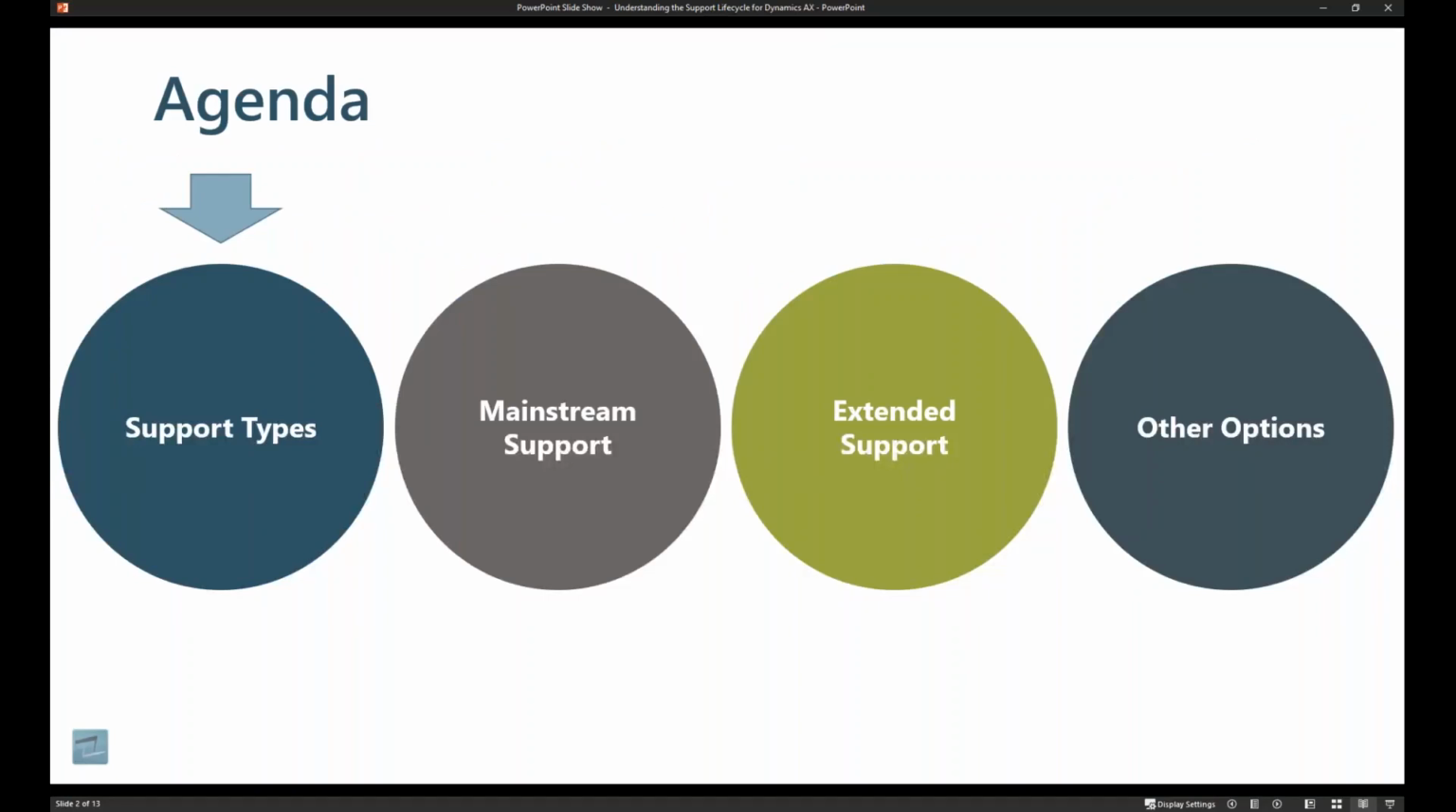So basically what we're covering is what are the support types that Dynamics AX has. And we're going to talk about mainstream support and also extended support. And then also, what are the other options that you have to be able to support your organization? There are a couple that are even beyond extended support that I just wanted to bring up and at least bring it front of mind for you to be able to kind of figure out what action plan you want to take.